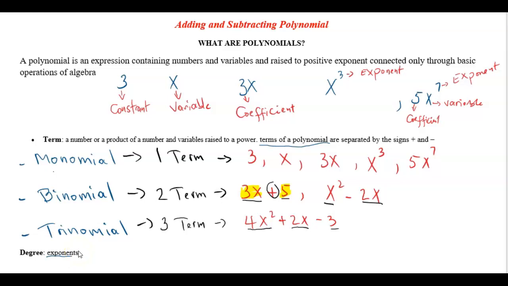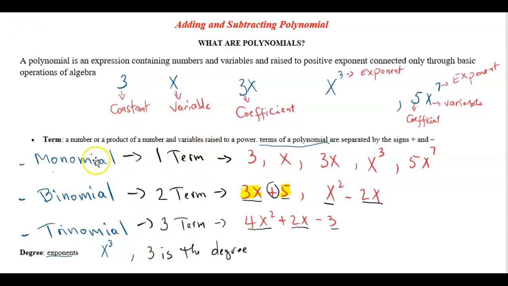For instance, if I have x to the third power, so the exponent here is 3. Right, the exponent is 3, which means 3 is the degree. Now when you're referring to the degree of the polynomial, the degree of the polynomial is the highest exponent on that polynomial. So the degree of a polynomial is the biggest exponent in that polynomial.